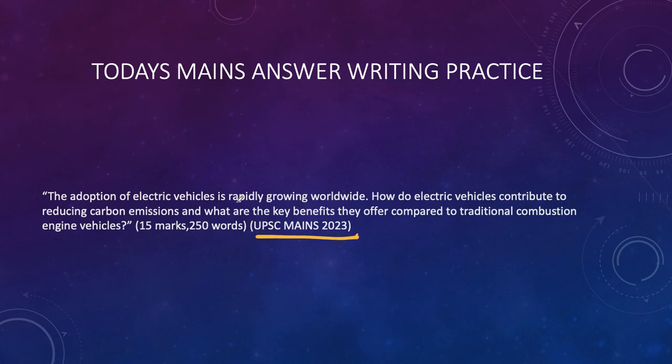The adoption of electrical vehicles is rapidly growing worldwide. How do electrical vehicles contribute to reducing carbon emissions, and what are the key benefits that they have compared to traditional engine vehicles? Friends, with today's discussion, I hope you will be able to answer this, because they are actually mainly talking about this regenerative braking system only, and what is its comparative advantage over traditional combustion engine. So with today's video, I hope this concept will be very clear for you to write this answer.